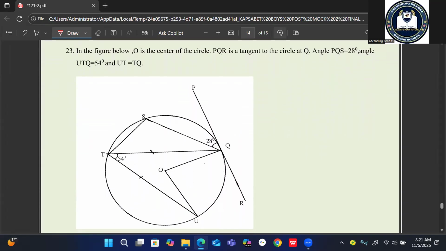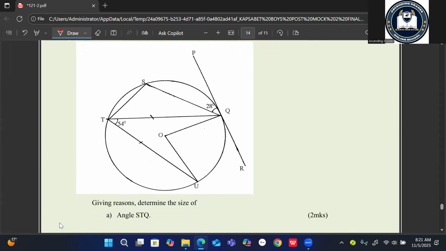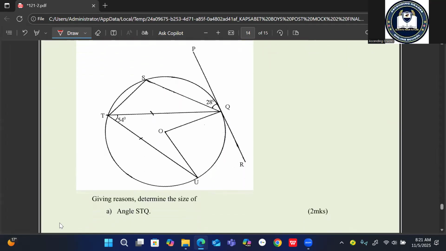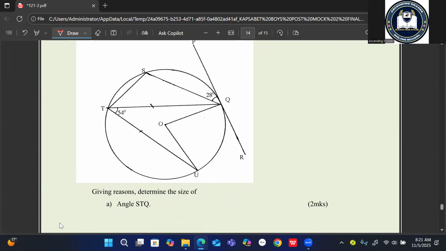O is the center of the circle. PQR is tangent to the circle at Q, as you can see. Angle PQS is equal to 28 degrees. Angle UTQ is 54 degrees, and UT is equal to TQ. So we can tackle the question.